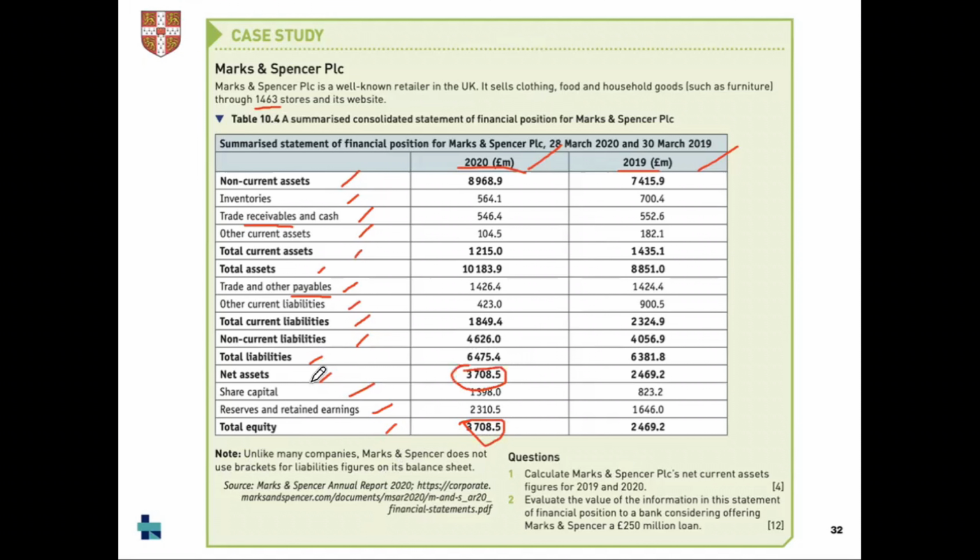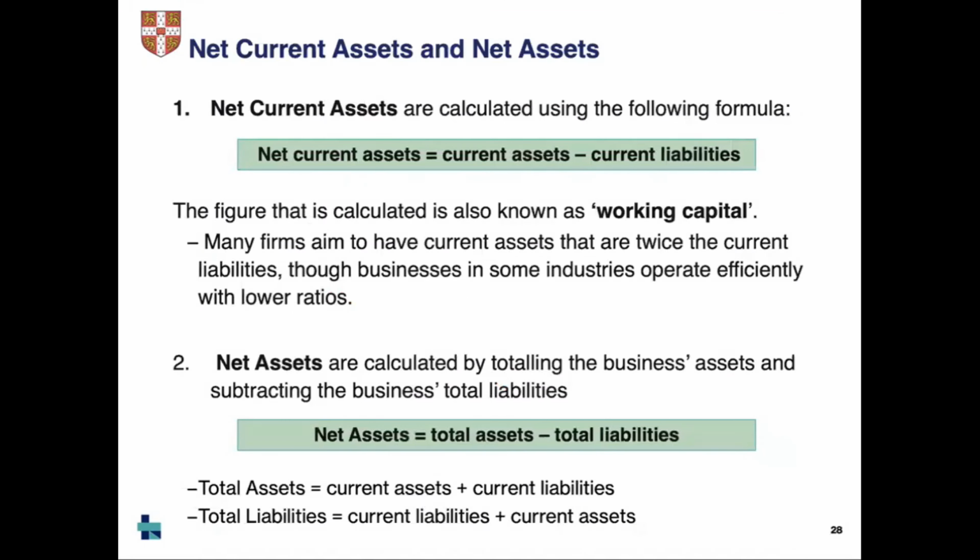All right. What is the question? Question one says, calculate Marks and Spencer PLC's net current assets for 2019 and 2020. We know the formula already. Net current asset is equal to current assets minus current liabilities.